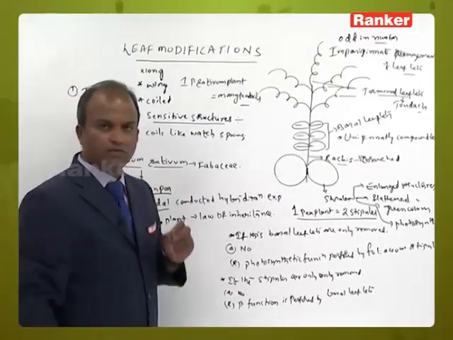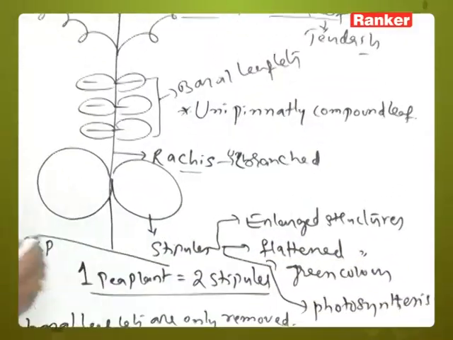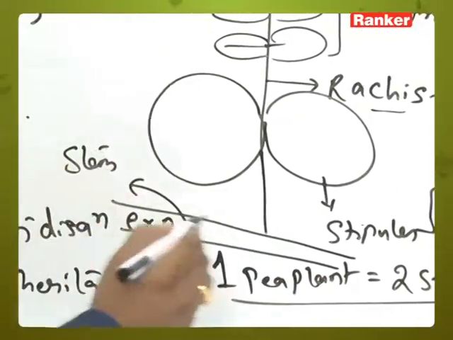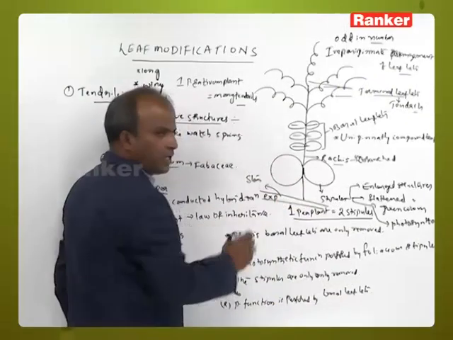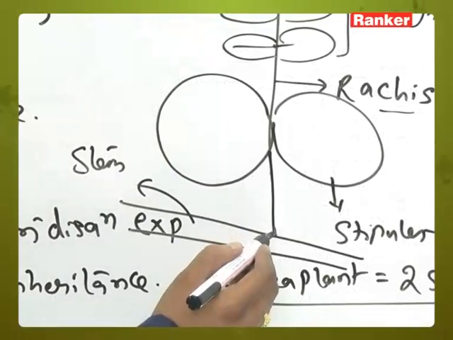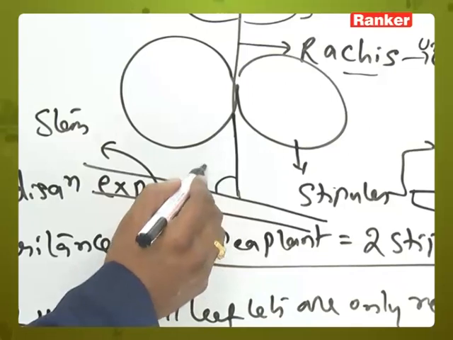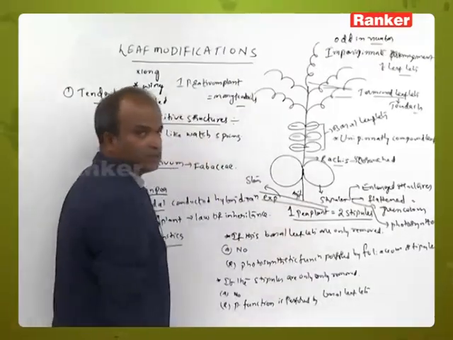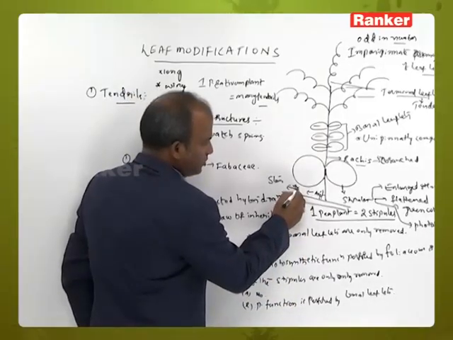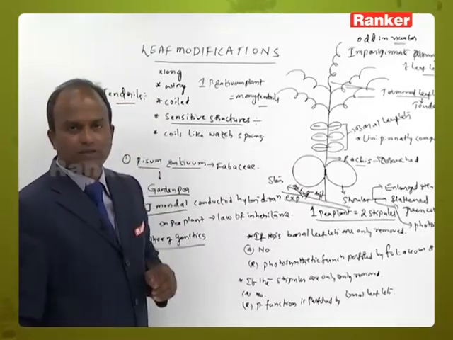And one more thing here: this is a unipinnately compound leaf. Think this is the stem. On the stem, this unipinnately compound leaf is present. Now, the upper angle between the unipinnately compound leaf and the node of the stem is called the axil. That means it shows an axillary bud. Yes, it shows an axillary bud.